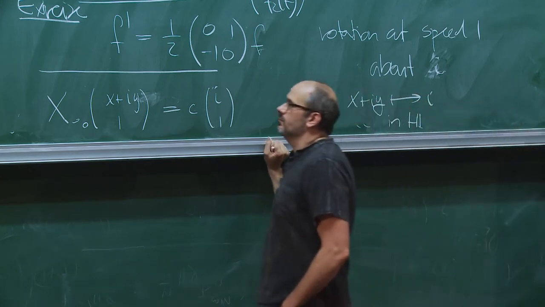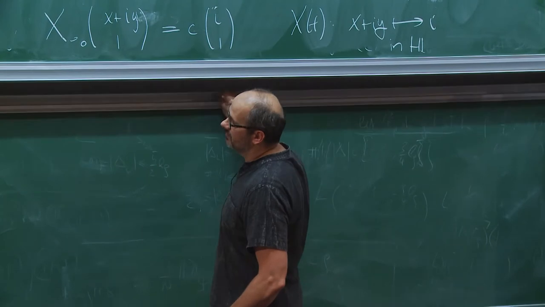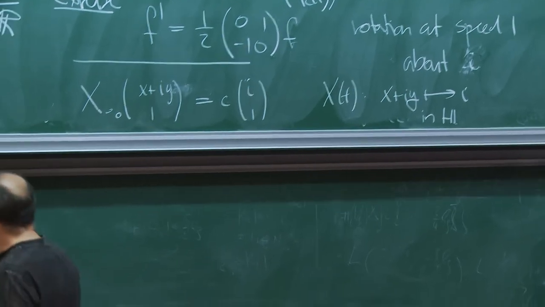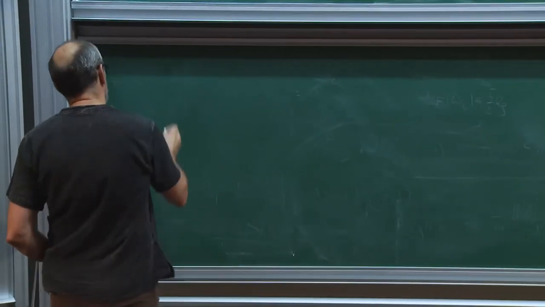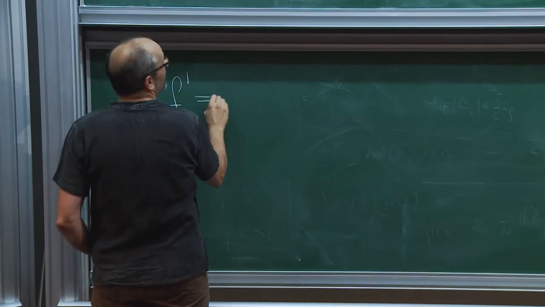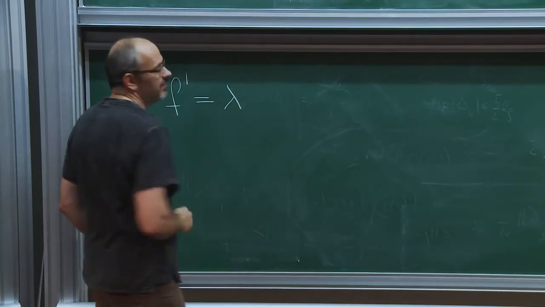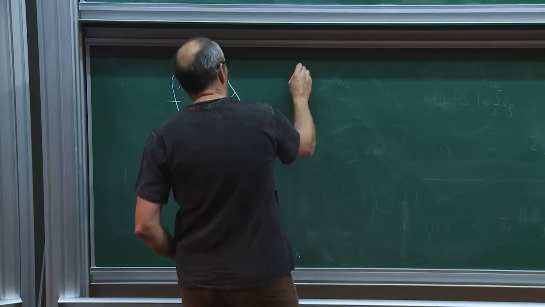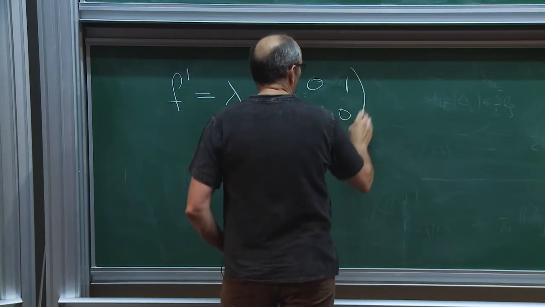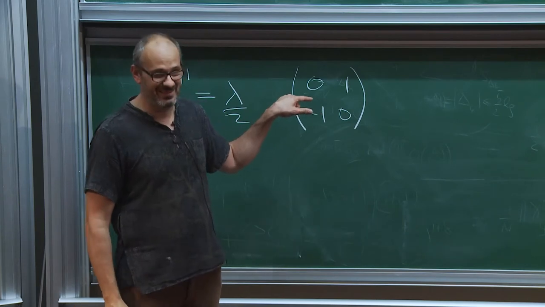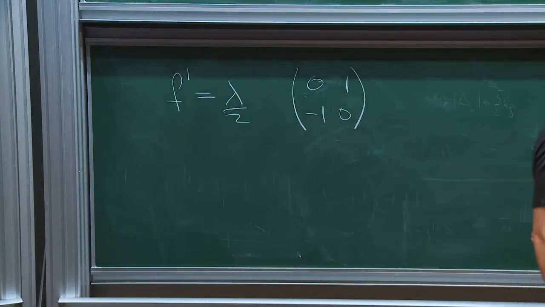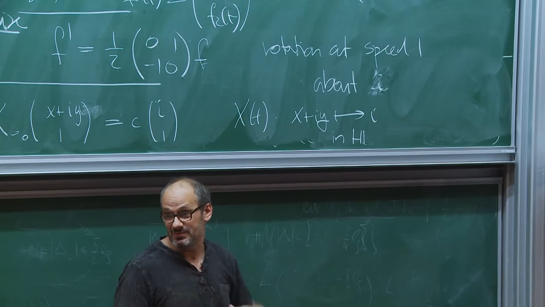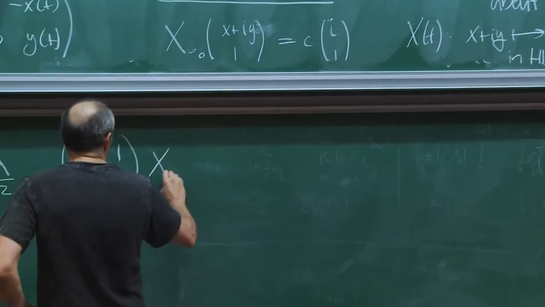Okay, so why is this good? Because this will allow you to write the evolution of gamma. So what is going to be the evolution of gamma? It's not going to be the evolution of f, right? So it's going to be f prime is equal to, let me put the lambda, over 2 because of that 1/2, you put this matrix 0, 1, minus 1, 0. And you have to conjugate it by x, because x will take this point to i, and if you conjugate it by x, then the rotation is going to be exactly about that point and not about i. So you just put here x inverse, x.